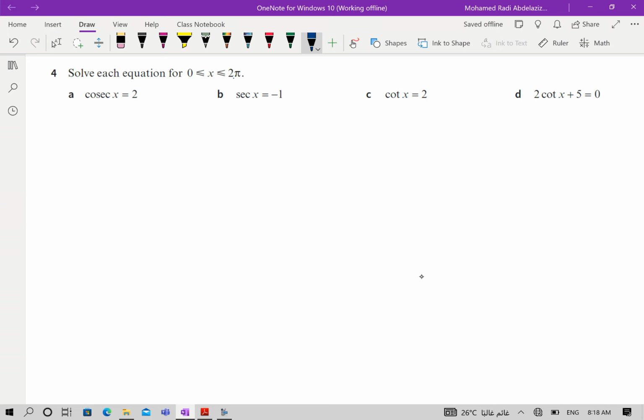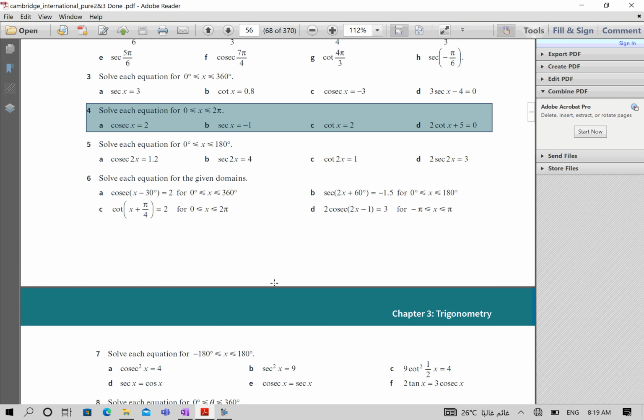Part B, sec x equals negative 1, cosine x equals negative 1. Solve your equation. Cosine given negative, second and the third, 180 minus, 180 plus. Part C cotan, I change it to be tan. Part D cotan, change it to be tan. Yes. Correct, yes.